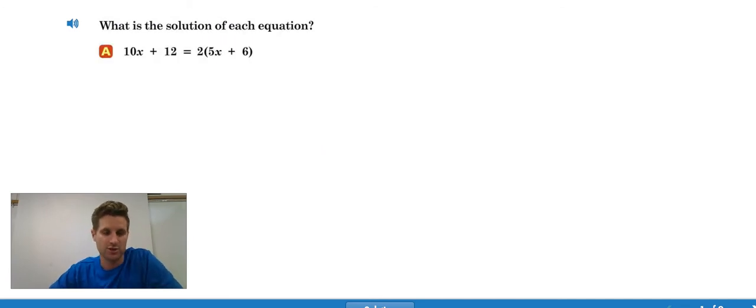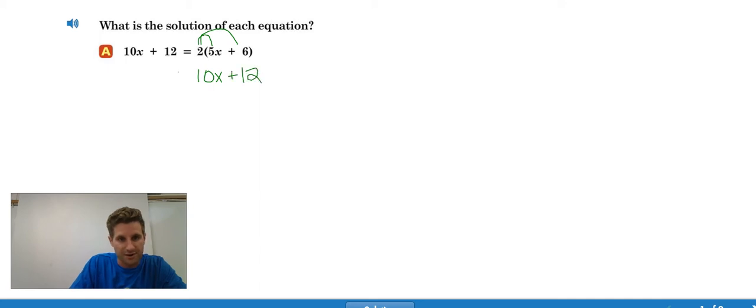Okay, so let's go ahead and solve this. Before we move everything to the same side, we have to go ahead and take care of this distributive property, which we did yesterday. So 2 times 5 is 10x. And don't forget to multiply the 6 by 2 as well. We get 12 equals 10x and 12. All right, hold up a minute.